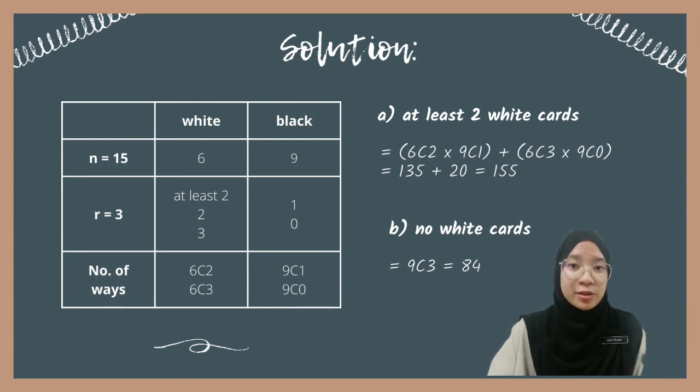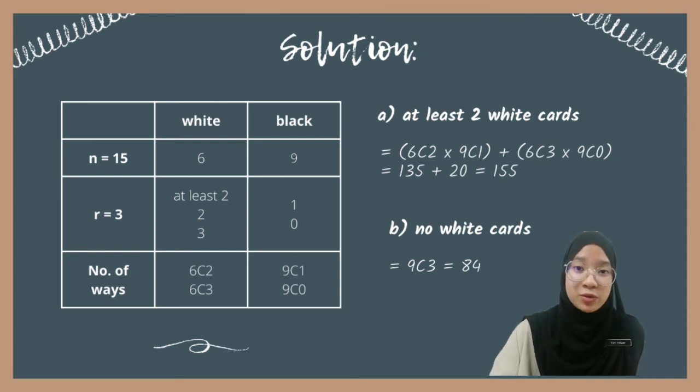So, the number of ways to select 2 white cards from 6 cards is 6C2, and the number of ways to select 1 black card from 9 black cards is 9C1. The number of ways to select 3 white cards is 6C3, and the number of ways to select 0 black cards is 9C0. So, the number of ways to select 3 cards with at least 2 white cards is 6C2 times 9C1 plus 6C3 times 9C0, and the answer we get is 155.